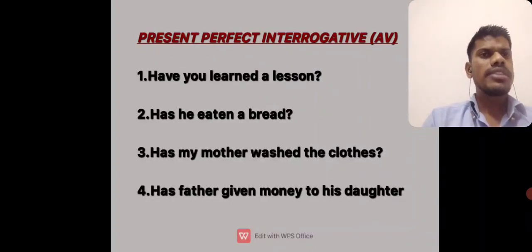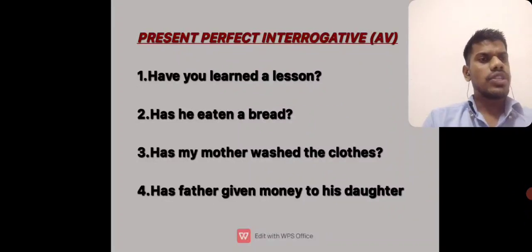Then what will be the structure for present perfect interrogative? See here, first we have to use have or has plus subject plus V3, then object. Since we are talking about interrogative, we have to use the punctuation mark, the question mark, at the end of the sentence. Second one, has he eaten a bread? Between the first and second sentences we could notice a difference: in the first sentence we started with have, but in the second sentence we used has.